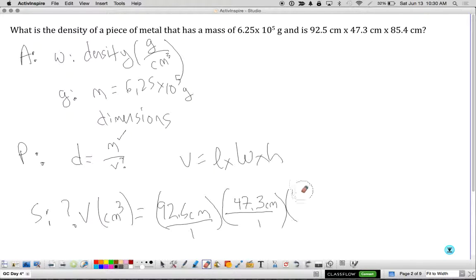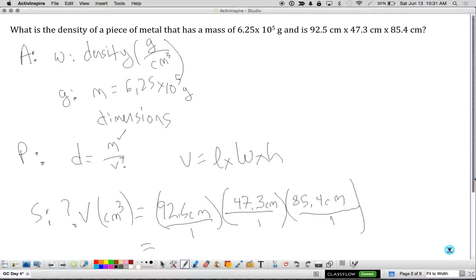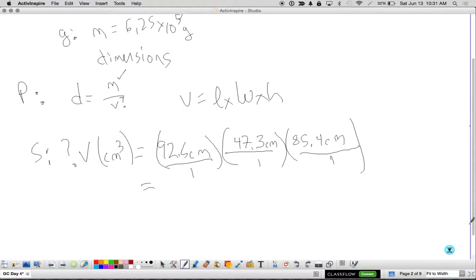That should be the other way around. 85.4 centimeters over 1. Okay, now I would end up with centimeters times centimeters times centimeters. That gives me centimeters cubed. Awesome, that's what I'm looking for. Okay, so I plug this into my calculator and I get 3.7364 times 10 to the 5th centimeters cubed.